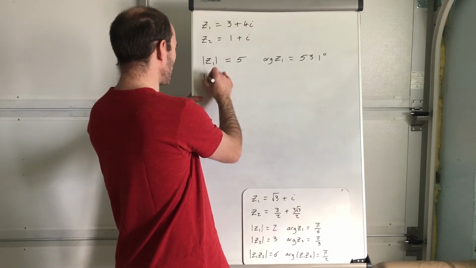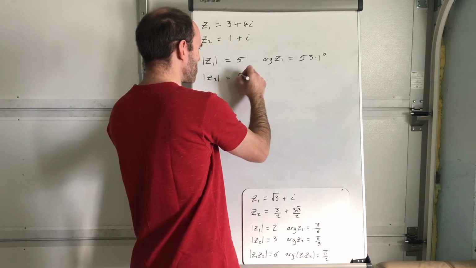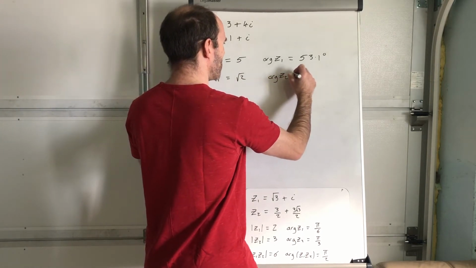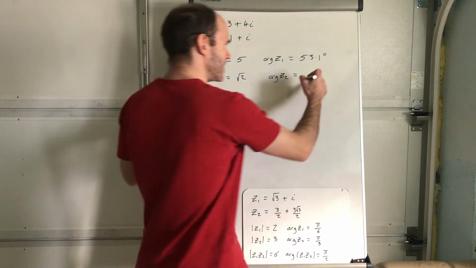And then the mod of Z2. So 1 plus 1 is 2. So the mod of that is root 2. And nice and straightforwardly, the argument of Z2, well, that's going to be just pi over 4 or 45 degrees. I'm going for degrees in this one.